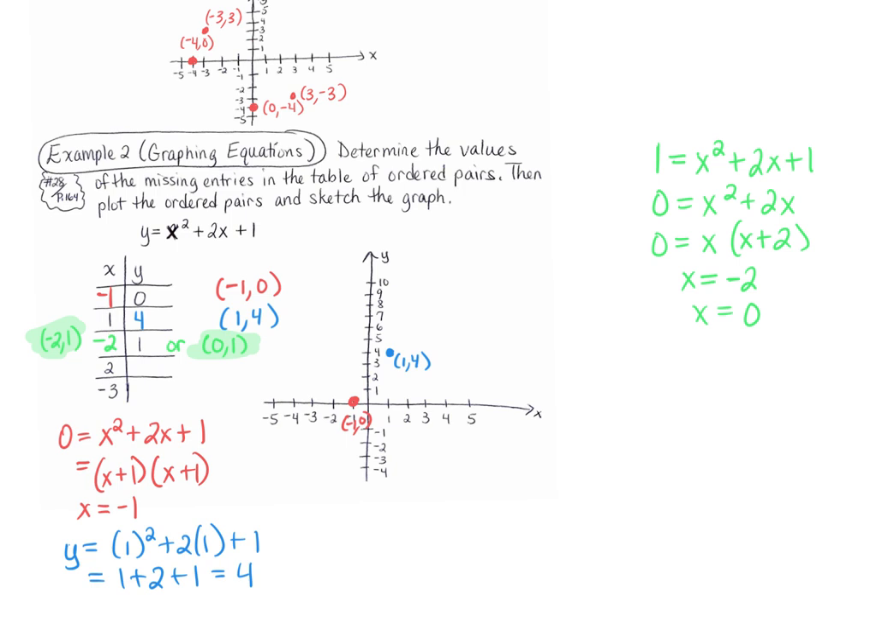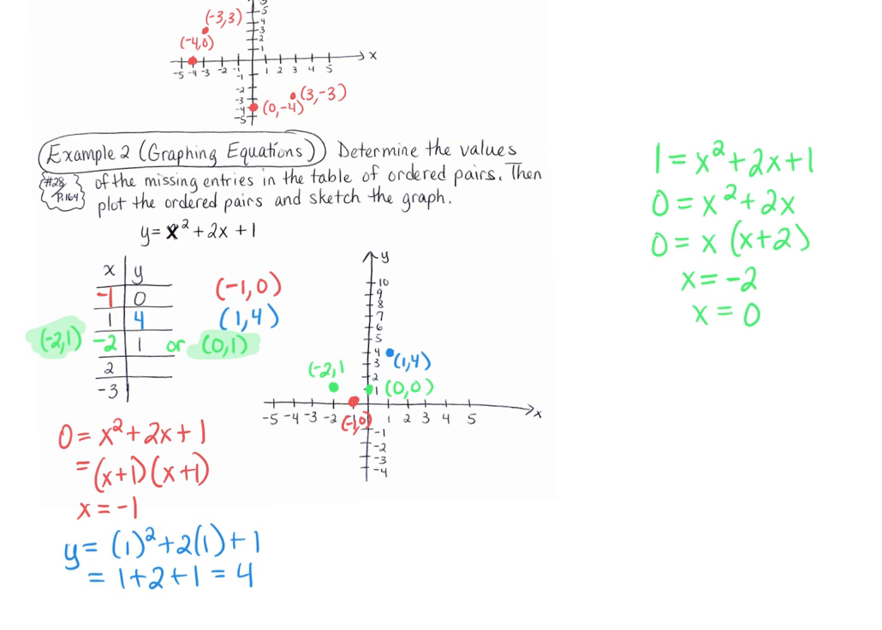So from 0, 0 to get to -2, 1, we go left 2, up 1. For 0, 1, what do we do from the origin? 0, 0 is the origin. Stay in the middle, so go up 1. Stay in the middle, but go up 1, right?